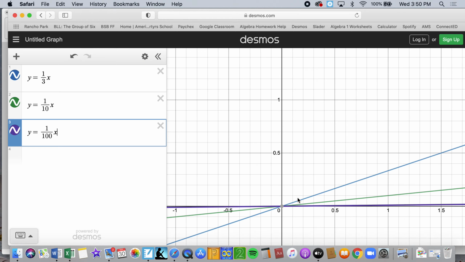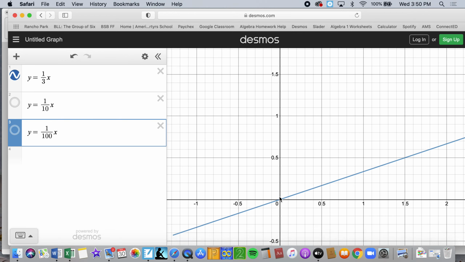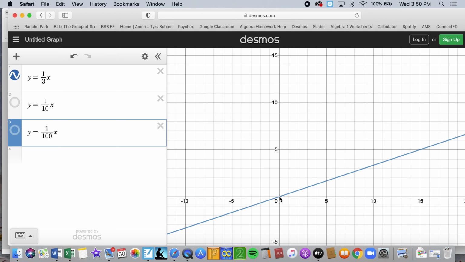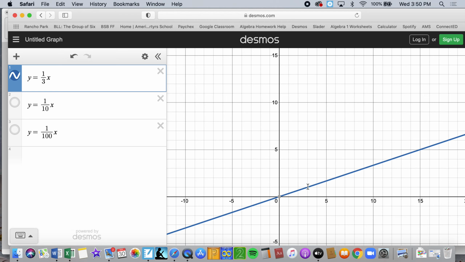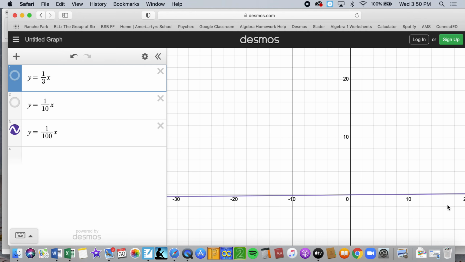So now, if we look at the blue, let's turn those off. Sorry, that's way too small. There we go. We're going up 1, right 3. And then we go up 1, right 3. If I do 1/10, that means we're going up 1, but now we're going out 10 places. So we're going to go way, way out there. And then we go up 1, and then out another 10. And if we do 1 over 100, that means we go up 1 and then out 100. So that's going to be super flat.